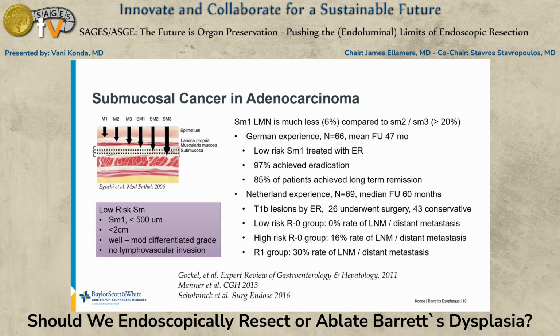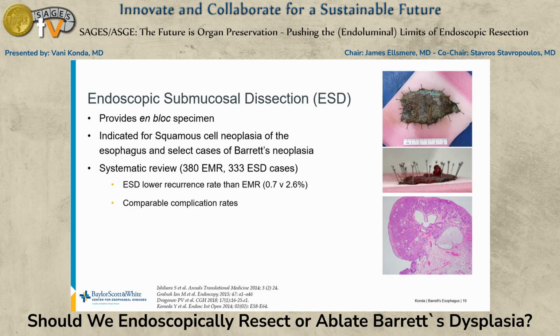And we can identify a low-risk submucosal cohort of SM1 lesions less than 2 centimeters with well or moderate differentiation and no evidence of lymphovascular invasion. And treating these patients endoscopically has been supported by the German experience as well as the Netherlands experience.